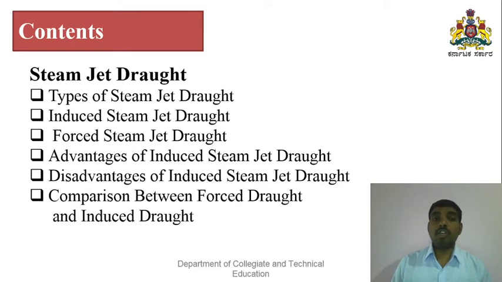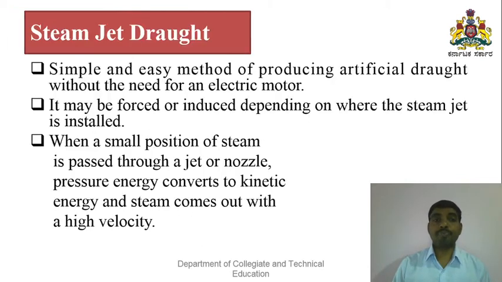So this is session 9. I am going to explain various steam jet draught systems. In these steam jet draught systems, we will cover the types of steam jet draught, induced steam jet draught, forced steam jet draught, advantages and disadvantages of induced steam jet draughts, and the comparison between forced draught and induced draught. These are the contents going to be explained in this session.